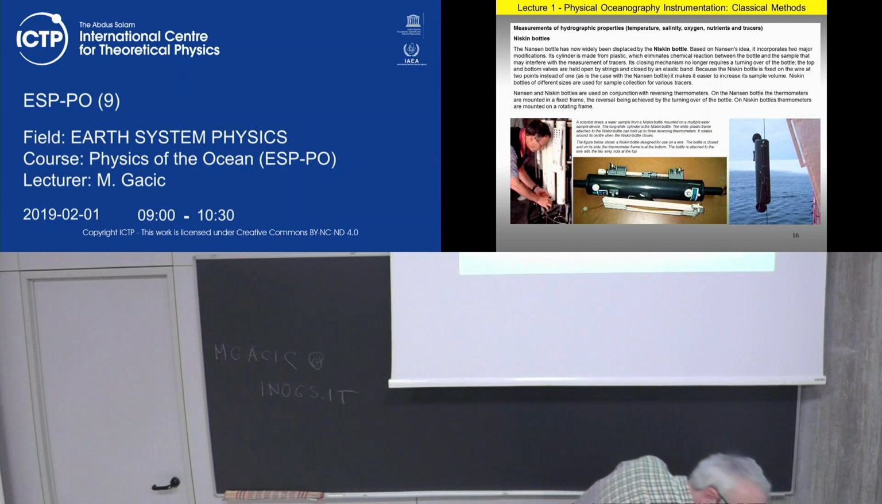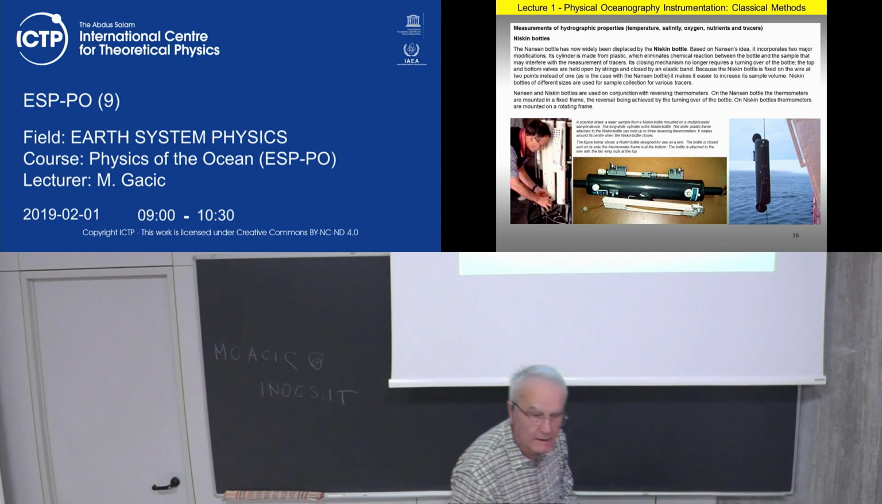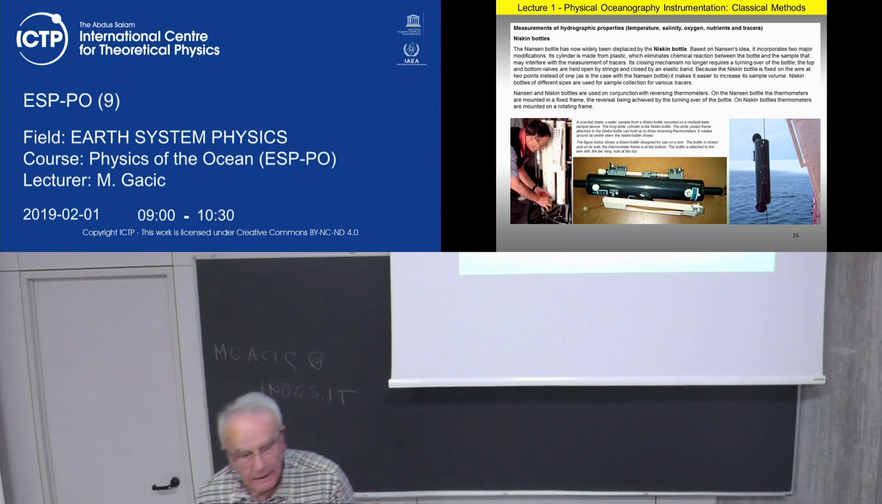I really don't understand why it has to reverse. Excuse me? Why does it always have to reverse?